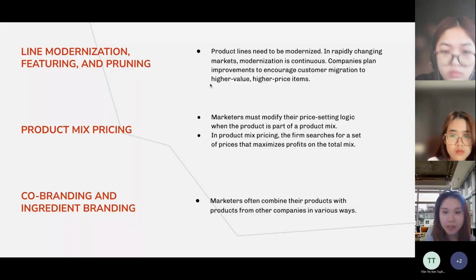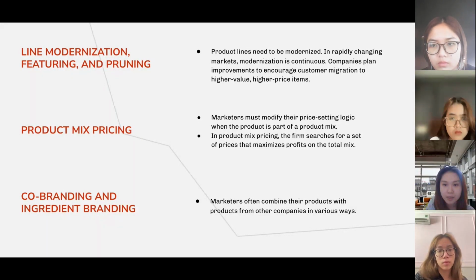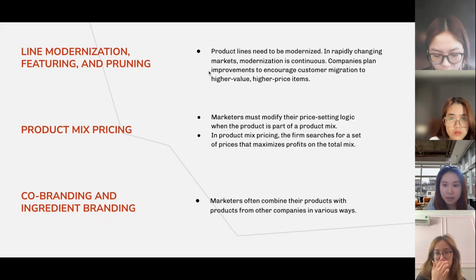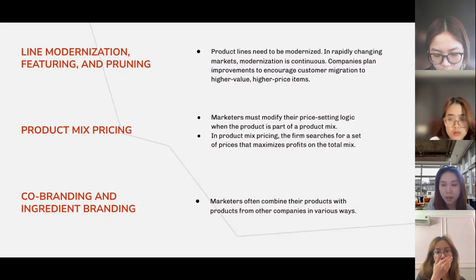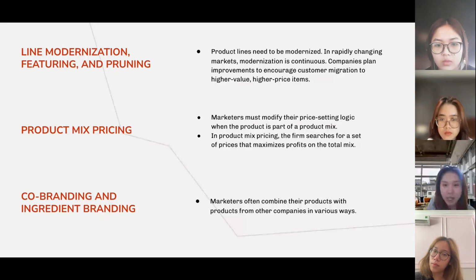Product mix pricing. Marketers must modify their price setting logic when the product is part of a product mix, pricing to maximize profits on the total mix. And the last one, co-branding and ingredient branding.